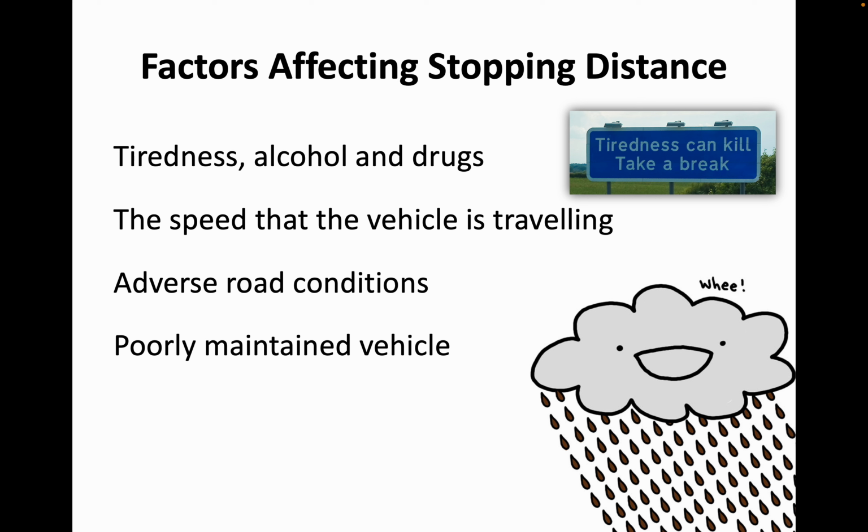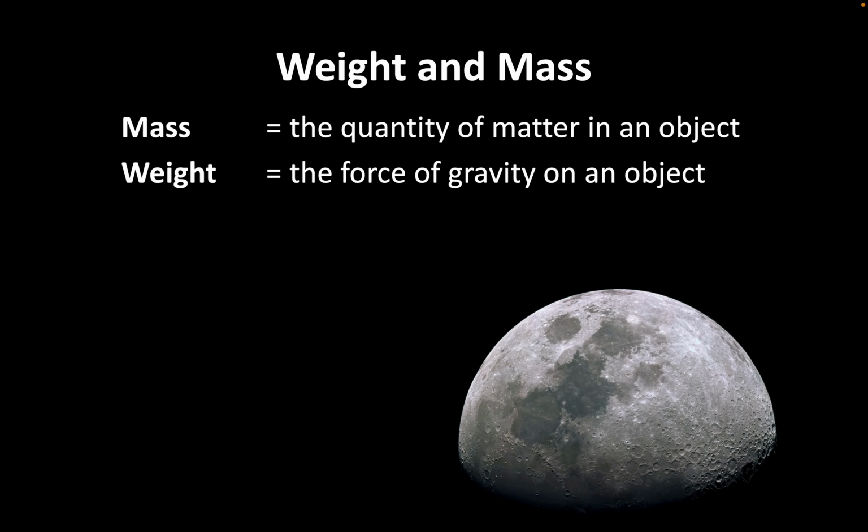Poorly maintained vehicle is a general term. You could say condition of the brakes. If the brakes are old, they may not be able to stop the car as efficiently or as quickly. So make sure you explain it in a crystal clear fashion. Don't just put the words down. Explain, describe why it happens that way.